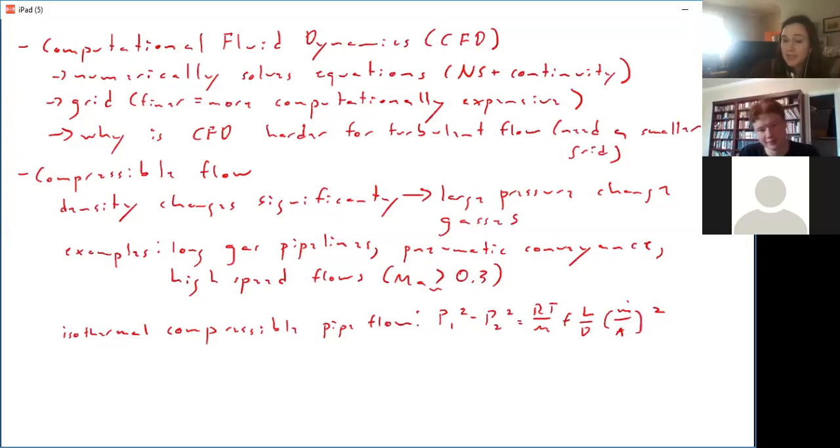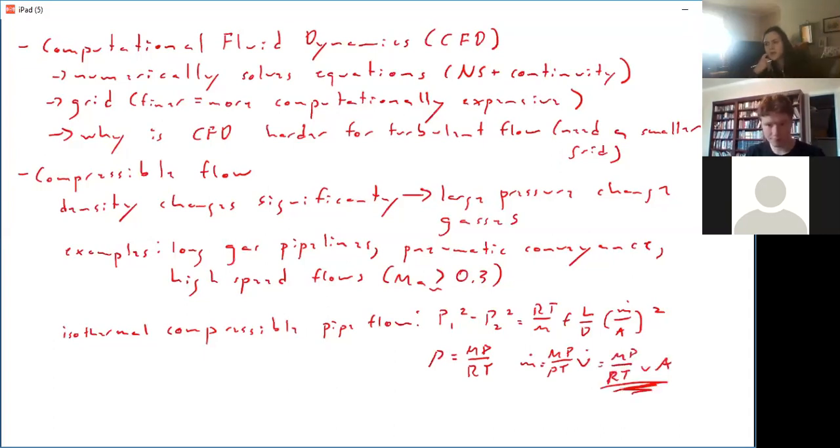in order to get mass flow rate, you have to make sure you know the pressure, because for an ideal gas, rho is equal to MP over RT, which means that m dot is equal to rho times V dot, MP over RT times VA, like that. So if you're trying to get the mass flow rate in compressible flow, you need to know what the pressure is and the velocity or the volumetric flow rate, right? Because it'll be changing with that.